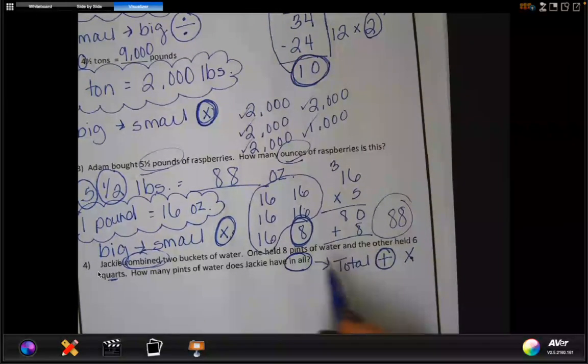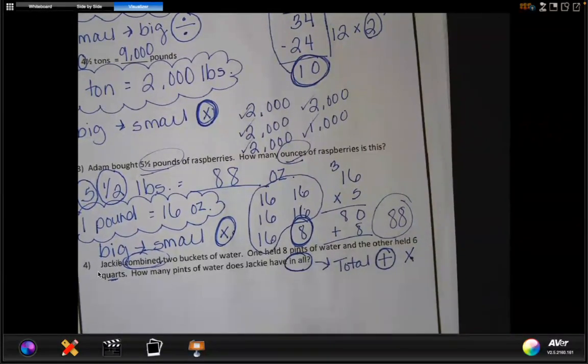Now, can we add 8 pints to 6 quarts? You already know the answer is no. You cannot add pints and quarts together. Why? They're different sizes. A pint and a quart are not the same size. So we can't add parts together that are not the same size. So we're going to make them the same size, and then we're going to add them together.